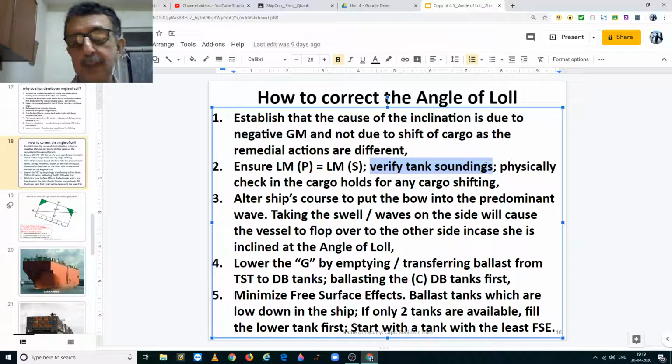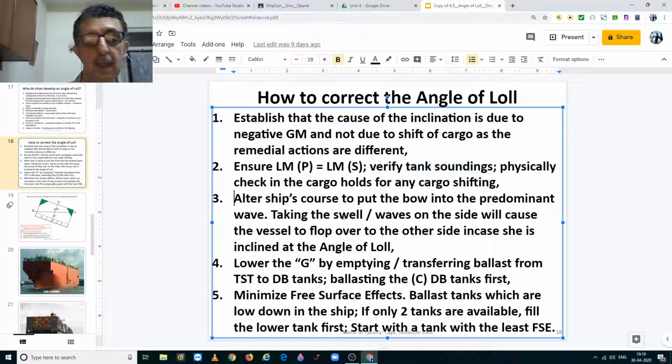How would you check for that? It's very simple. You just have to look outside, see the weather. If the weather is bad and she is inclined due to heavy wind and swell on your sides, yes, it could be angle of heel and it could be angle of loll. But if the weather subsides and the ship still does not return back to upright condition, then it is definitely an angle of loll. If she returns back to her upright condition, then it was an angle of heel.